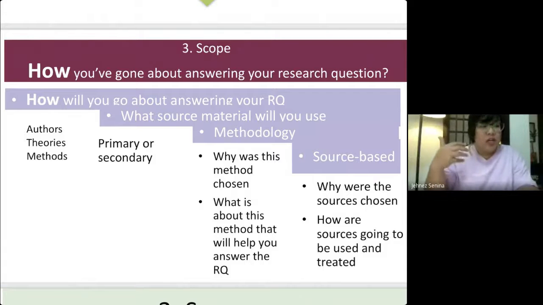Examples. Are you going to consult authors? Are you going to employ a particular methodology for business and science? Like what will be your methodology for business? What will be the business tools that you're going to look at? What will be the business theories that you're going to look at? Again, how? Are you going to use primary or secondary data? We've talked about the difference between the two.